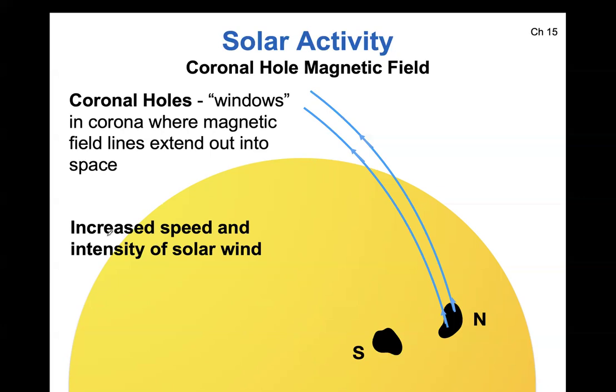Such events cause an increased speed and intensity of the solar wind. So coronal holes are going to cause an uptick in the solar wind, which you remember when we talked about the levels of the atmosphere, is all throughout the corona, which extends well out into the solar system.